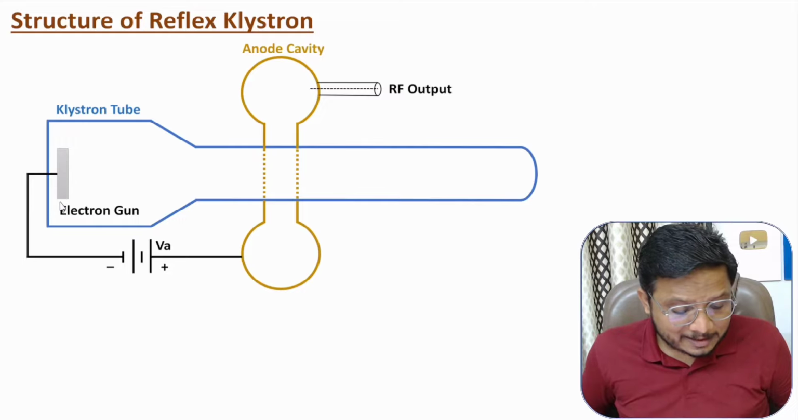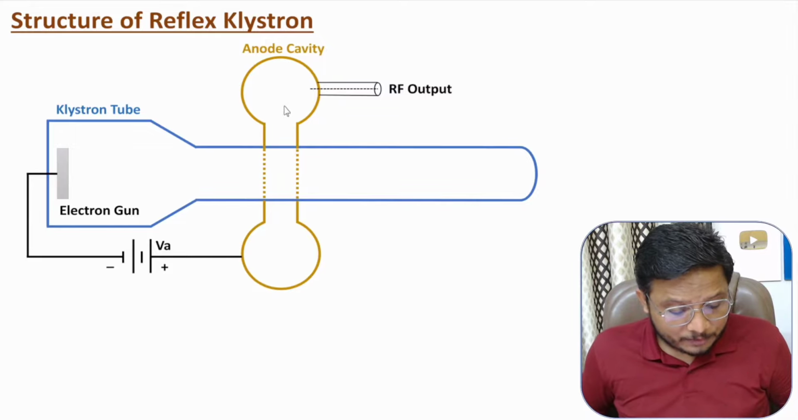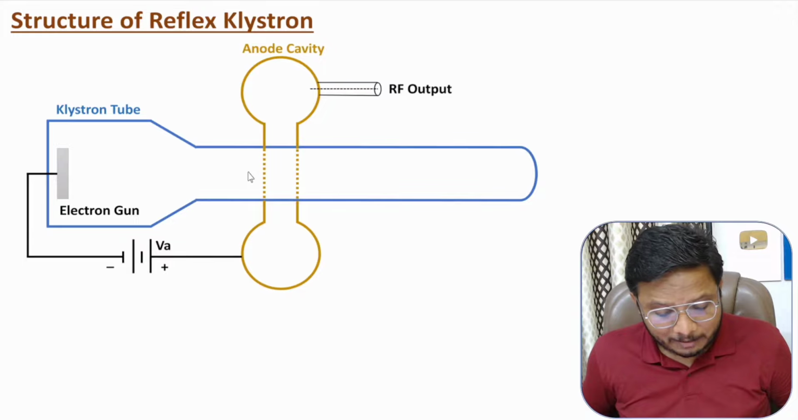This electron gun is generating electrons, and those electrons are collected by this anode cavity, right? If you observe this electron gun, that is connected with negative terminal of anode voltage. So this VA is anode voltage. As we are connecting negative terminal over here, it will be generating electrons over here. And positive terminal of this anode voltage, that is connected with anode cavity. So what will happen? Electrons will be moving in this direction. And our agenda is to have a collection of electrons at this anode cavity, right?